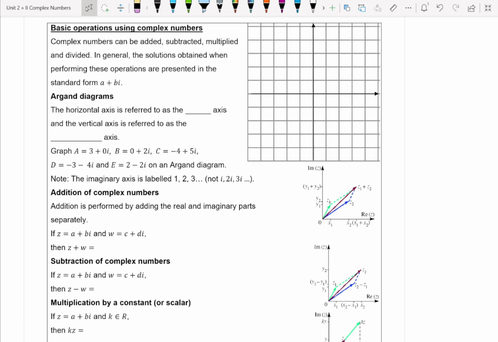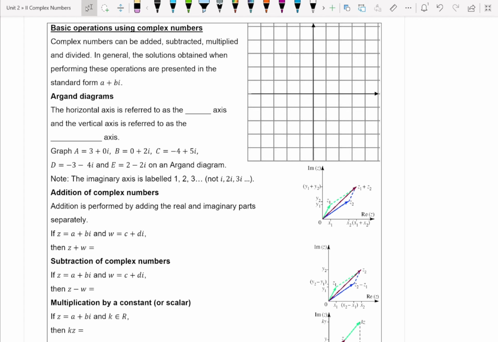In this video, we'll be looking at some basic operations using complex numbers. Complex numbers can be added, subtracted, multiplied, and divided, just like regular numbers. In general, the solutions obtained when performing these operations are presented in the standard form a plus bi. If you've got any i squared, i cubed, i to the 4, whatever, you want to simplify those so it's just in terms of i.